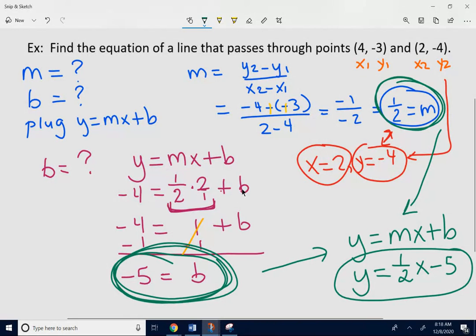We solved this equation for b by multiplying first. 1/2 times 2 is 1. Then we continued to solve for b by subtracting 1 from both sides. We get b was negative 5. So now we know m is 1/2. We know b is negative 5. We plug both of those into y equals mx plus b, and we get y equals 1/2 x minus 5.